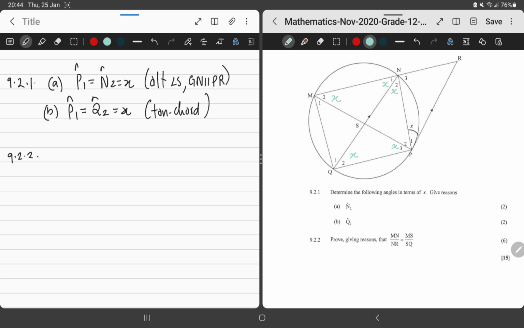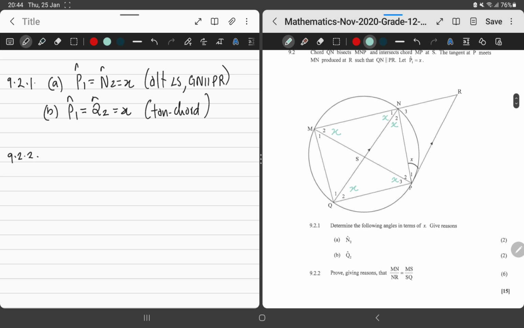9.2.2. Prove, giving reasons, that MN over NR is equal to MS over SQ. So we go to the sketch and look for MN. This is MN. And then we look for NR. So NR is there. MS, this is MS. And then SQ.